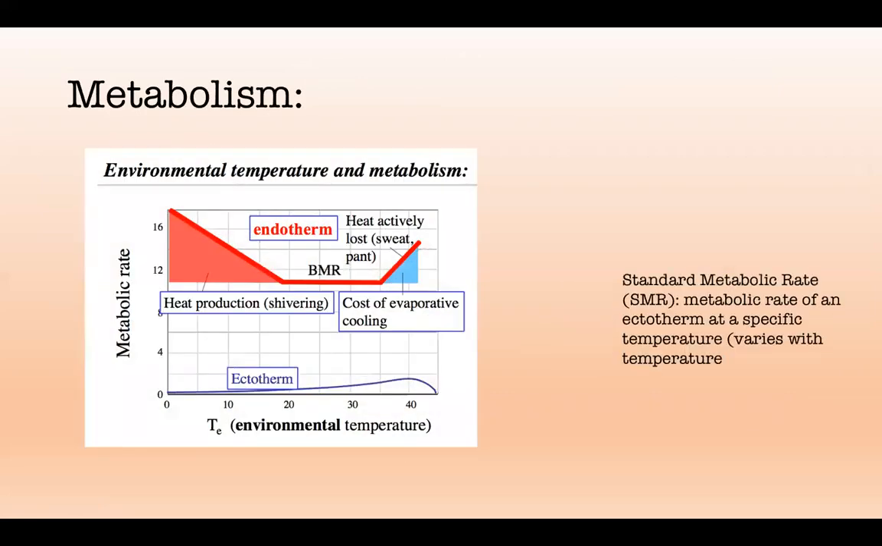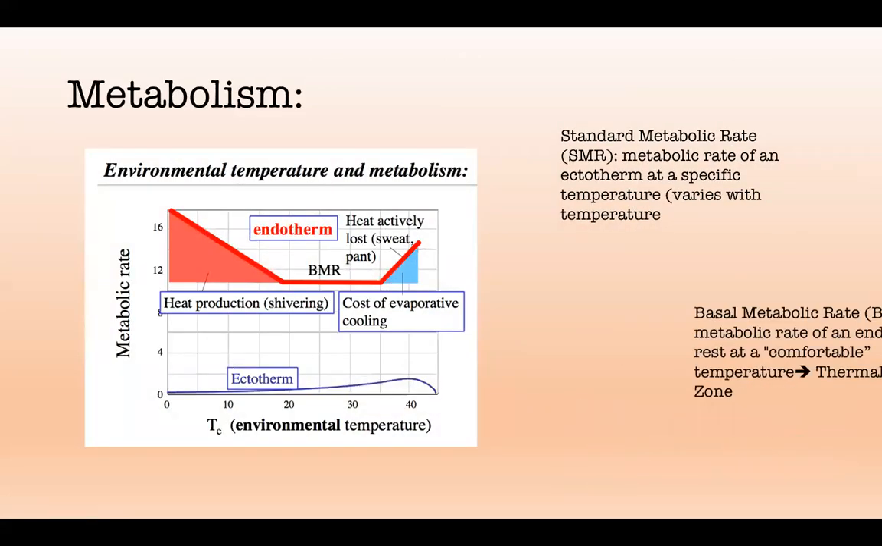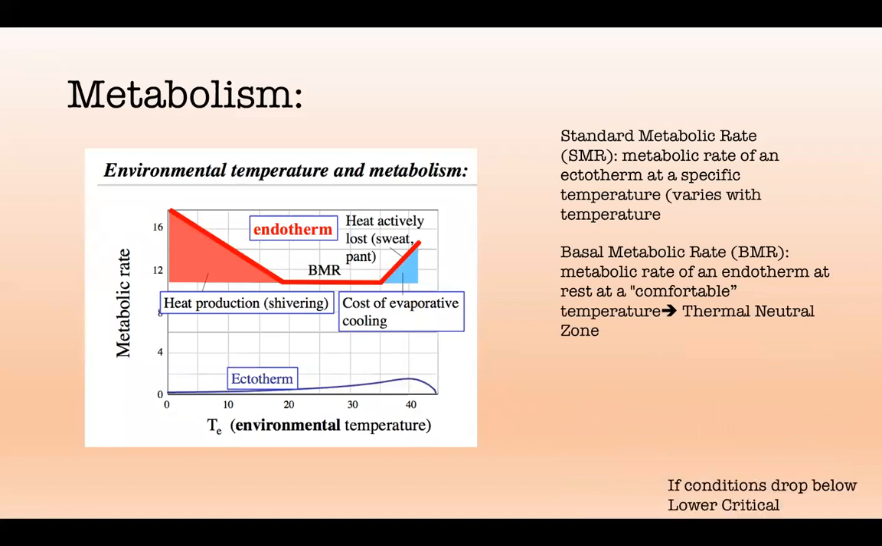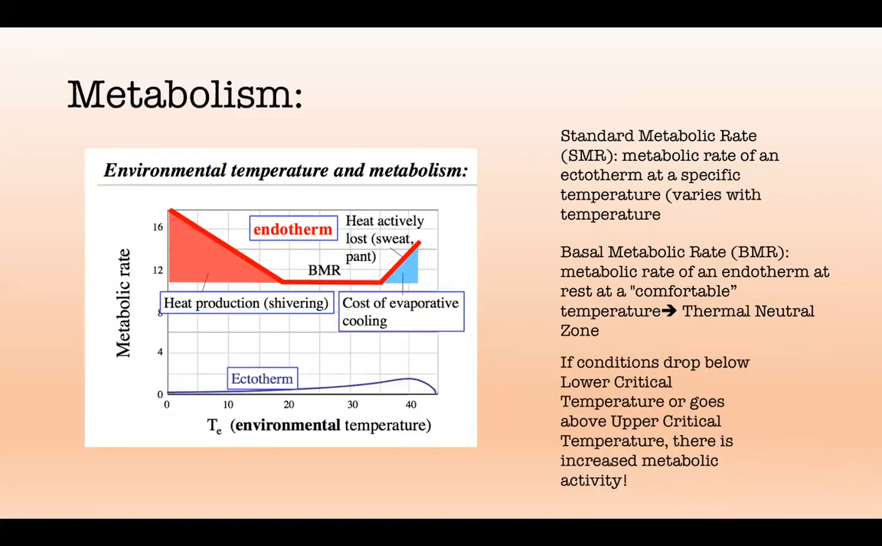Staying on track with endotherms and ectotherms, let's compare their metabolisms. Endotherms and ectotherms have very different needs and therefore have differing metabolisms. Ectotherms have a standard metabolic rate that occurs at a specific temperature and varies with changes in temperature. Endotherms have a basal metabolic rate that occurs at a comfortable temperature. This comfortable temperature falls in what is known as the thermal neutral zone.